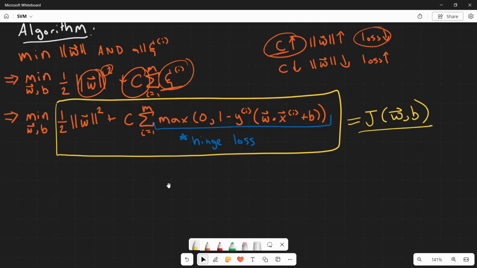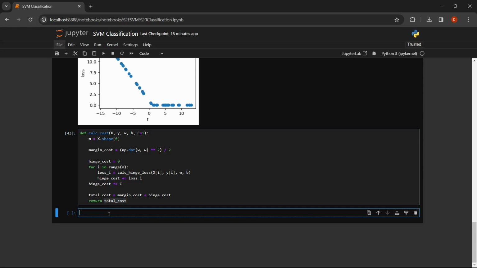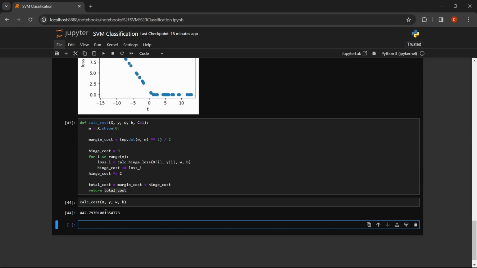And next we want to get the sum of all of our hinge losses and then multiply it by c. So we can initialize our hinge loss at 0 and then iterate over each training example, calculate the loss at that index, and then add it to our total hinge loss. And then finally multiply that sum by c. And then once we have the margin cost and our hinge cost, we can add those together into our total cost and return that. So let's actually go ahead and see what our cost looks like right now. And we get a value of just over 442.